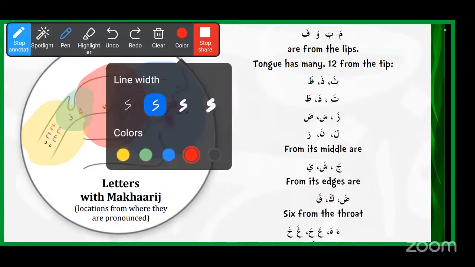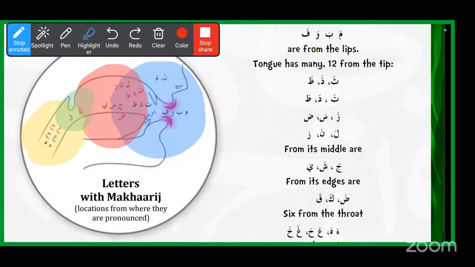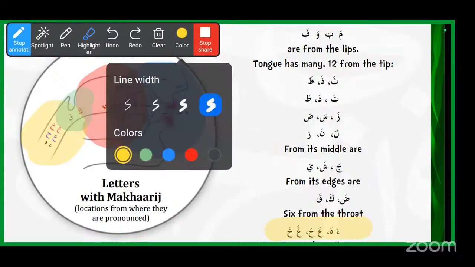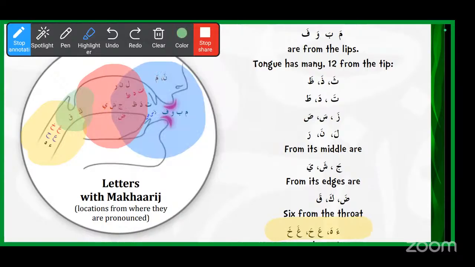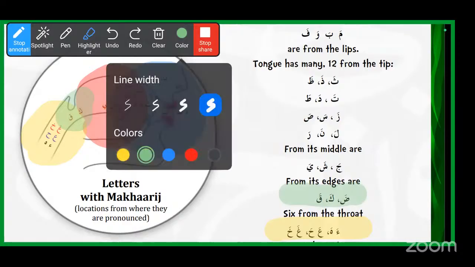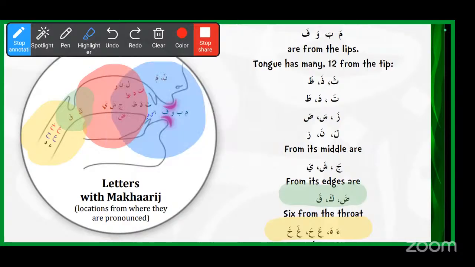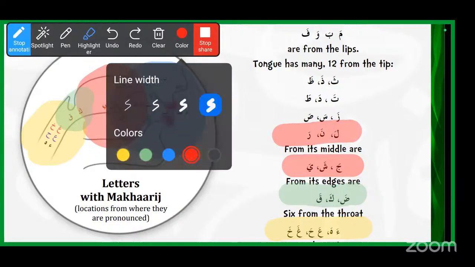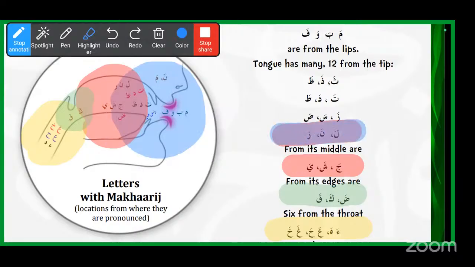Let me color this again. We have the yellow color here, and then the green one, and then the red, and then the red covered with blue, and then we have the blue letters.